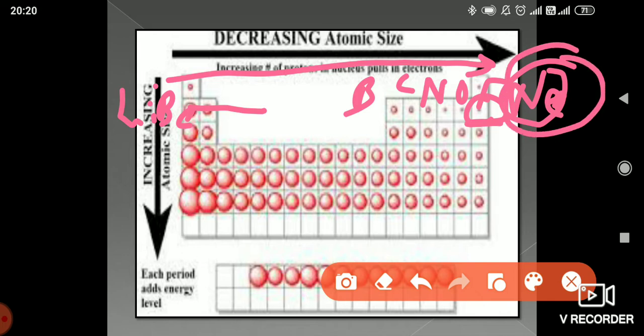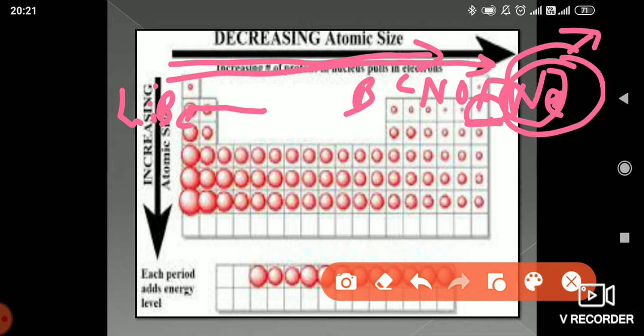But neon is an inert gas, and we all know that an inert gas has greater structural stability, because its outermost shell consists of 8 electrons, that is, it follows the octet rule. That is why it is bigger in size. So yes, the atomic size decreases, but neon has a larger size as compared to the other elements. This is an exceptional case I am telling you.